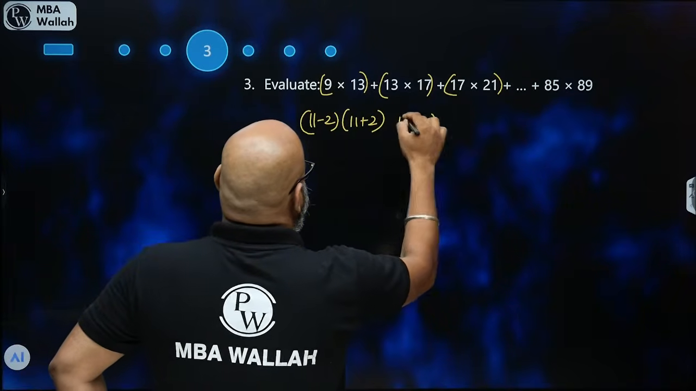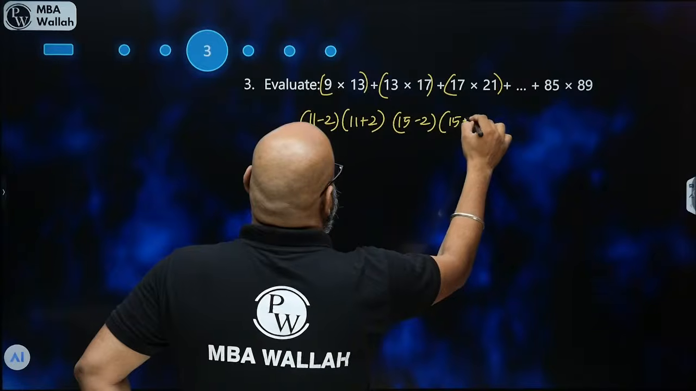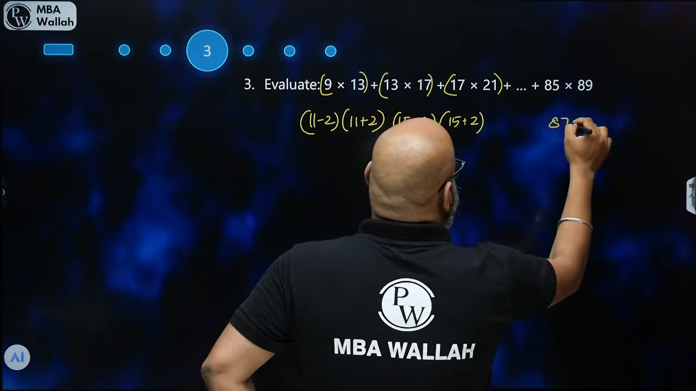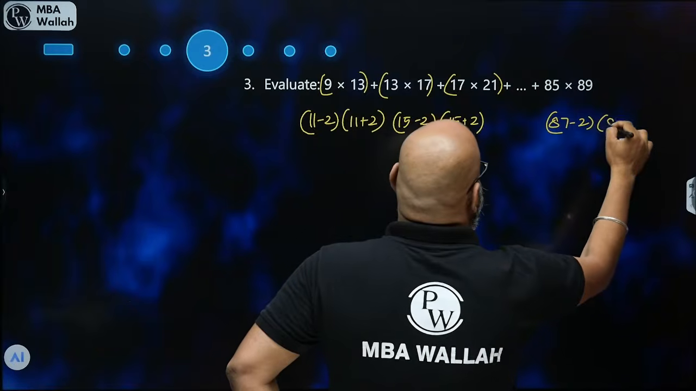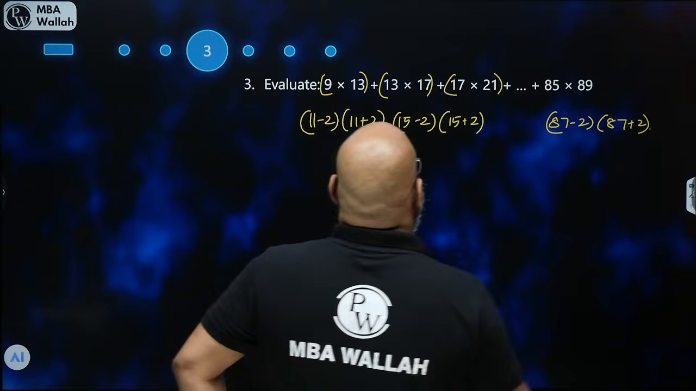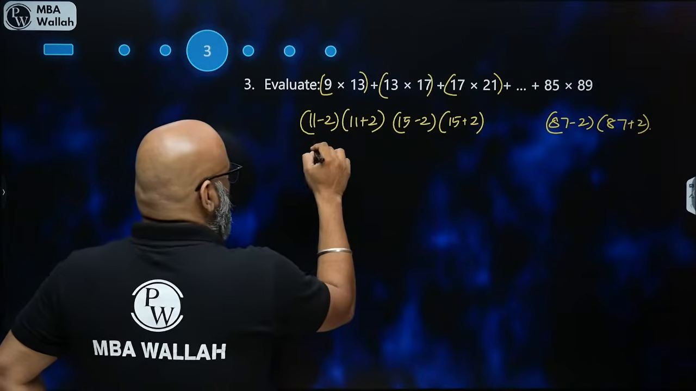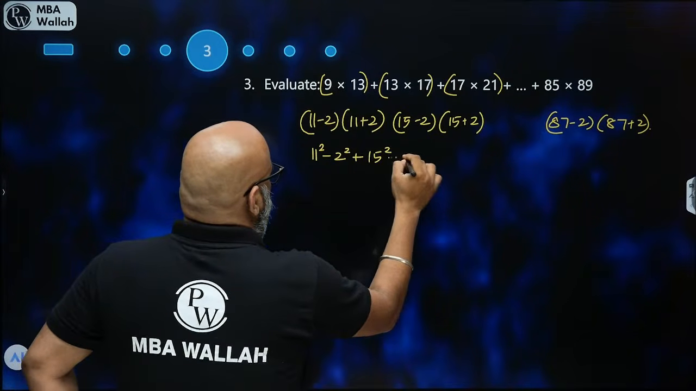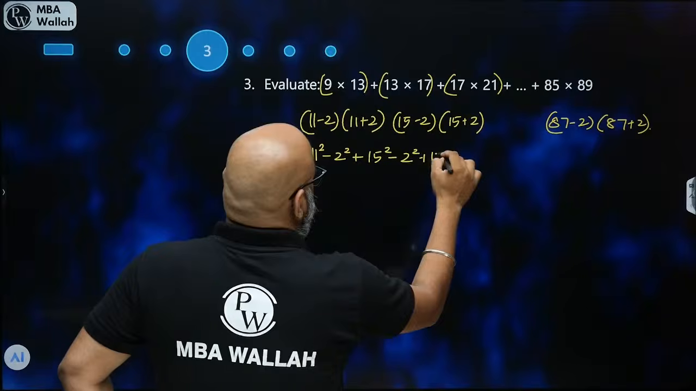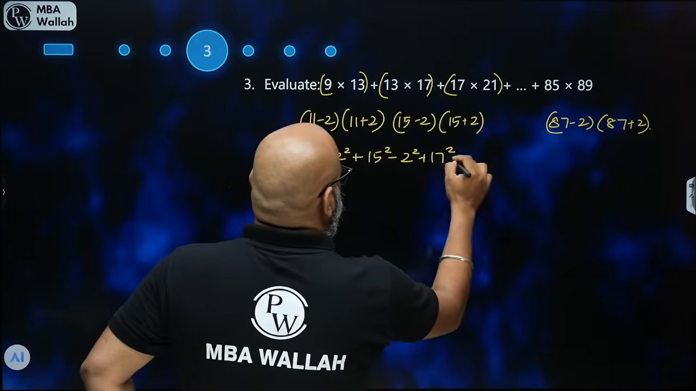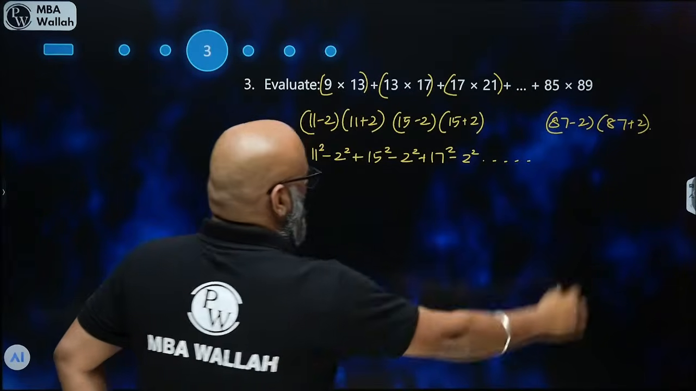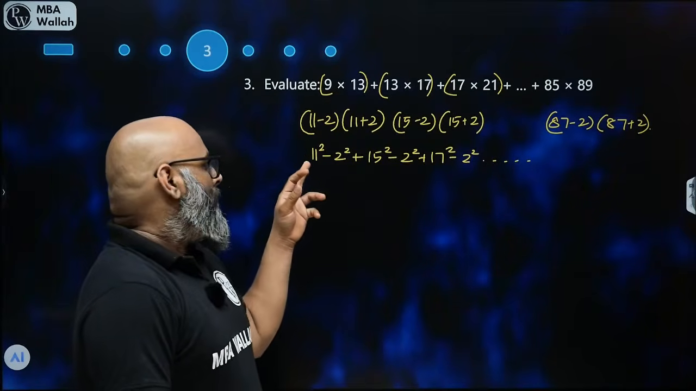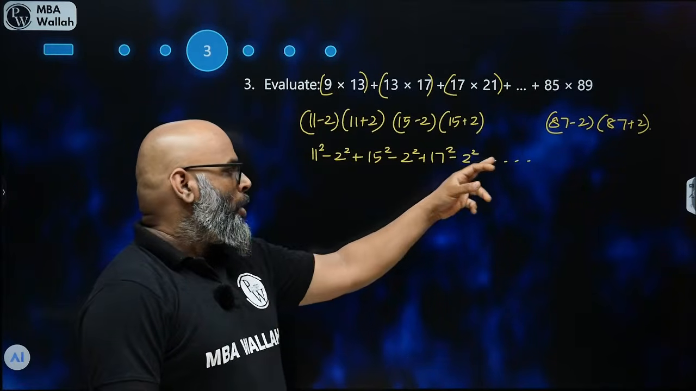15 minus 2 into 15 plus 2, and then so on. This will become 87 minus 2 and then 87 plus 2. So again from here I can write this as 11 square minus 2 square plus 15 square minus 2 square plus next one will be 17 square minus 2 square and so on until 87 square minus 2 square, and then 11, 15, 17 dot dot dot.